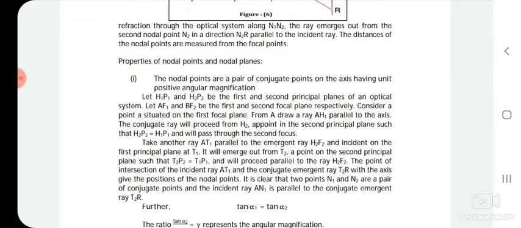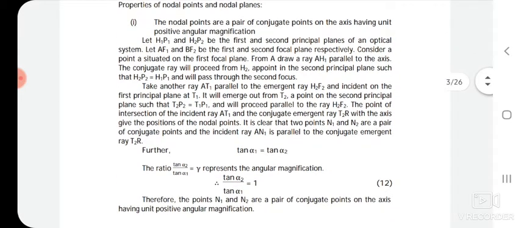In the last lecture, we discussed cardinal points and we stopped at properties of nodal points and nodal planes. Now, in today's lecture, we are going to derive those properties. In the first property, we are saying that the nodal points are a pair of conjugate points on the axis having unit positive angular magnification. That we have to derive.